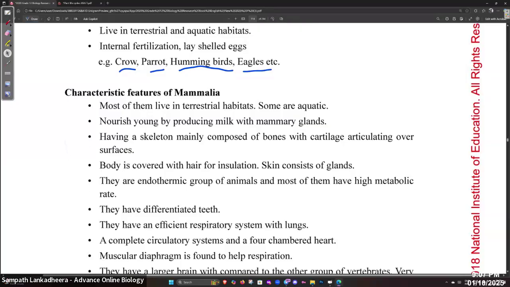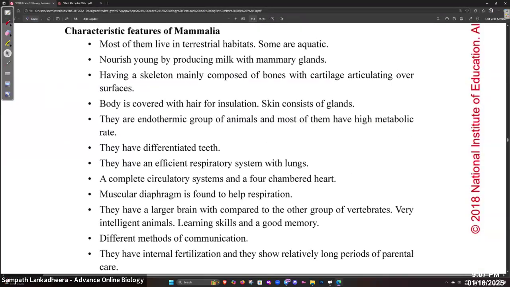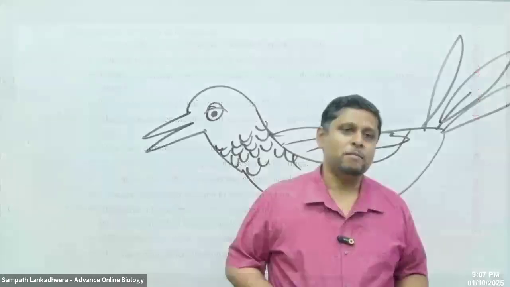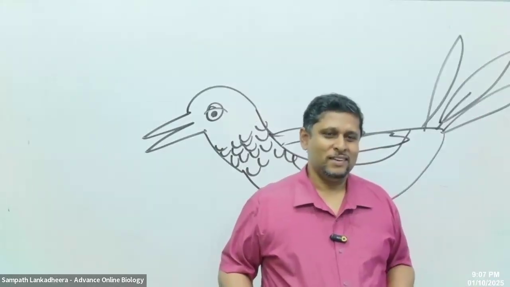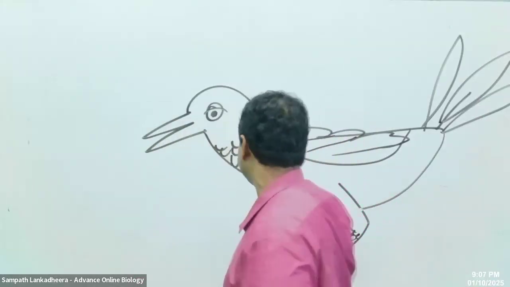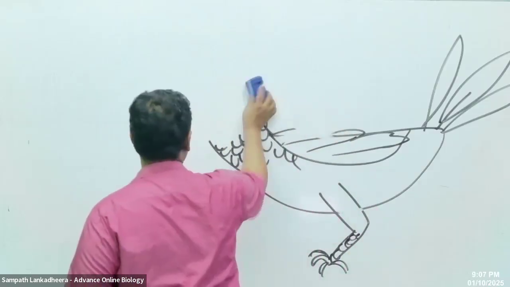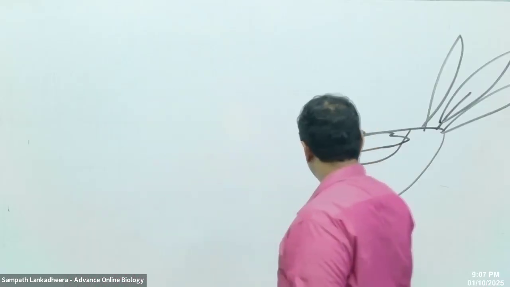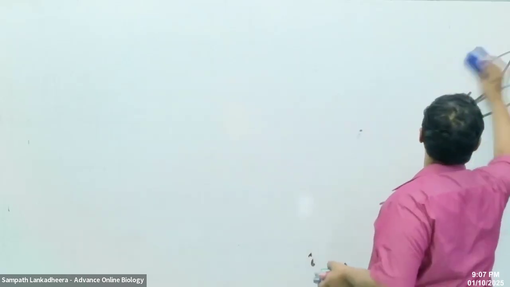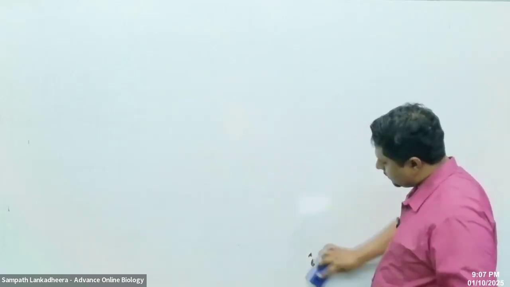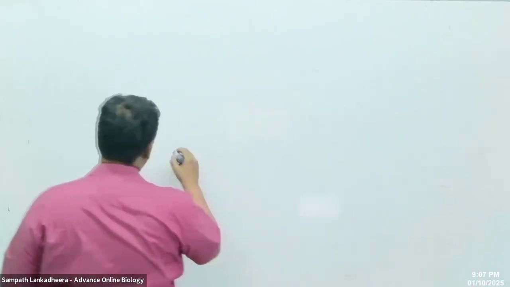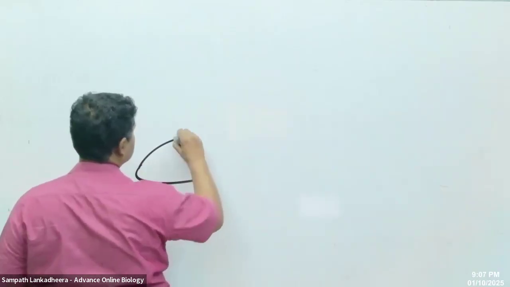Now we come to the last, and we are going to talk about mammals. Mammals, you and me. We are mammals. Mammalian features. So what do you know about mammals, people? Body covered with hairs. The hairs protect their temperature. So once again, warm-blooded animals.